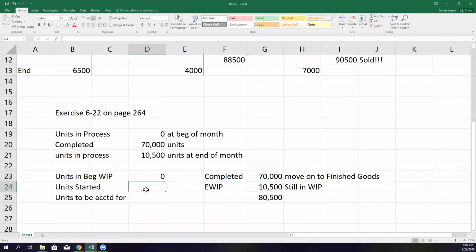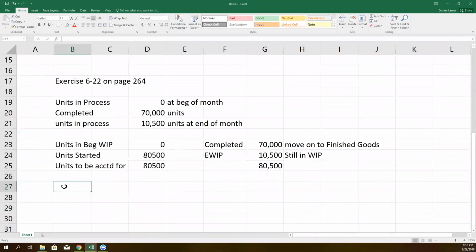We must have started everything that we worked on. So we must have started 80,500 to give us a grand total of 80,500 to account for, and we just accounted for them. So we've explained where the 80,500 went. A big chunk of them, 70,000, left and went to finished goods because they got completely done. We started them this month, and we went all the way through the assembly process and finished them. But a few, 10,500 of the ones that we started this month, didn't get finished.